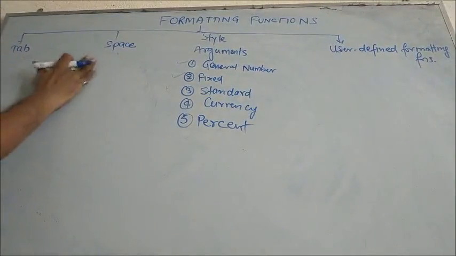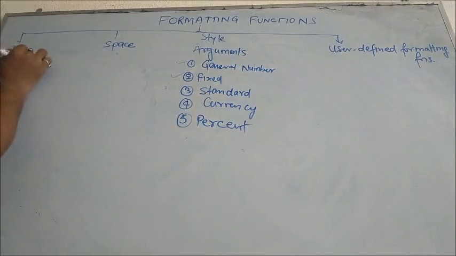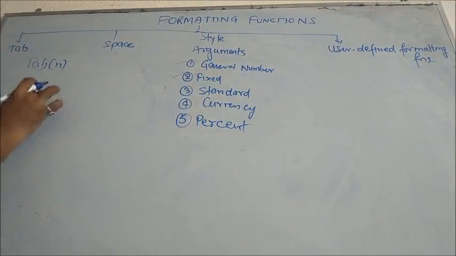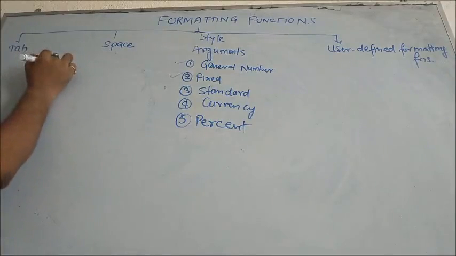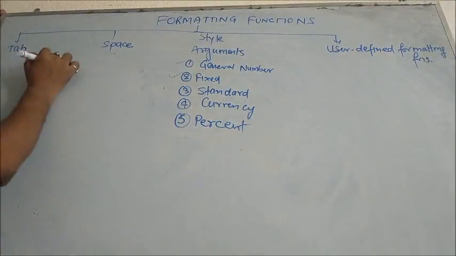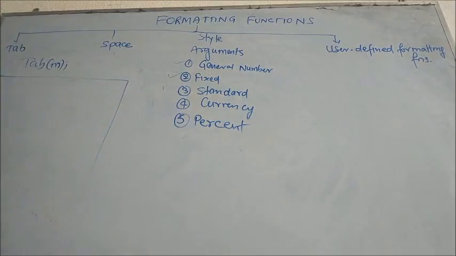So let us start with the first one, tab. The tab function is defined as capital T, A, B, and N, or you can say M, and a semicolon. What does it mean? It means that you are taking space from the left hand side of the board. What is the left hand side of this board? The left hand side is this one, right?